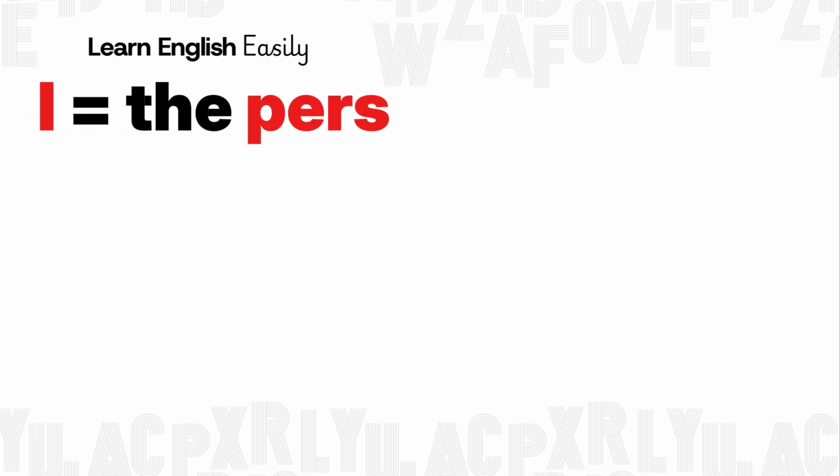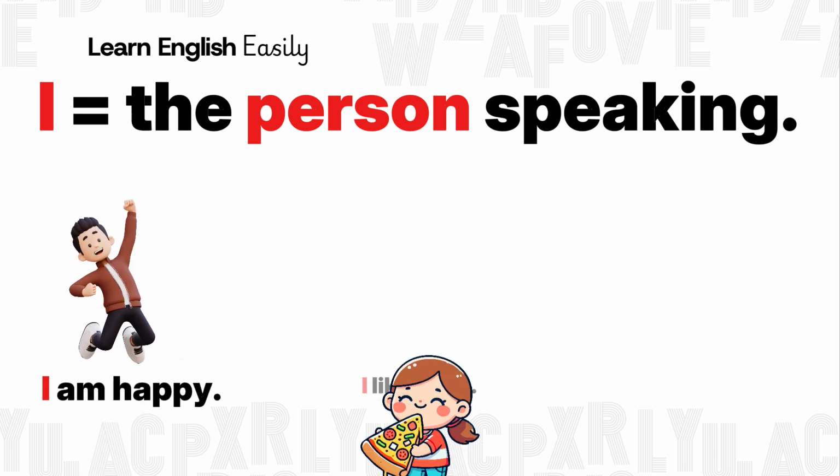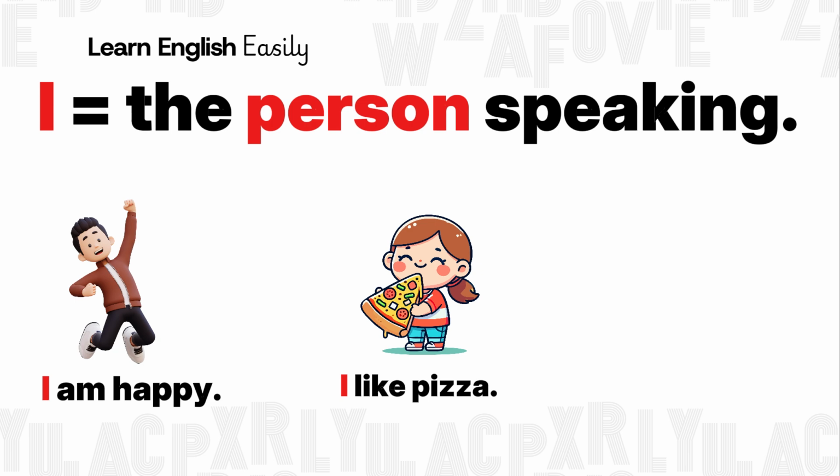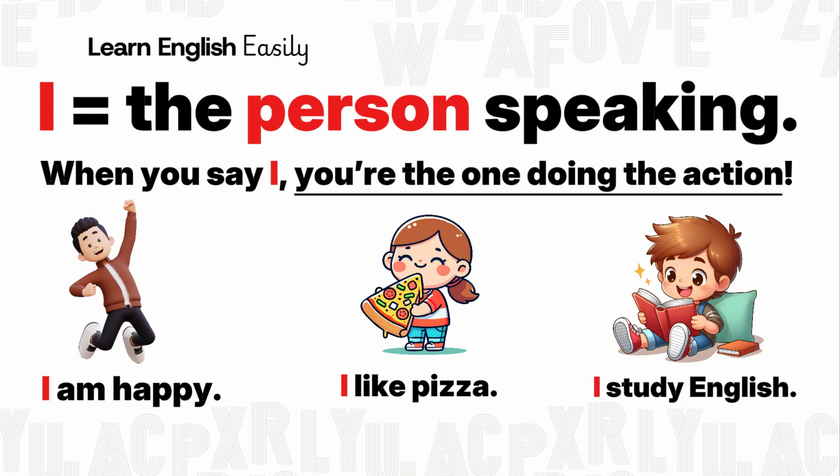We use I when we talk about ourselves. I am happy. I like pizza. I study English. When you say I, you're the one doing the action.